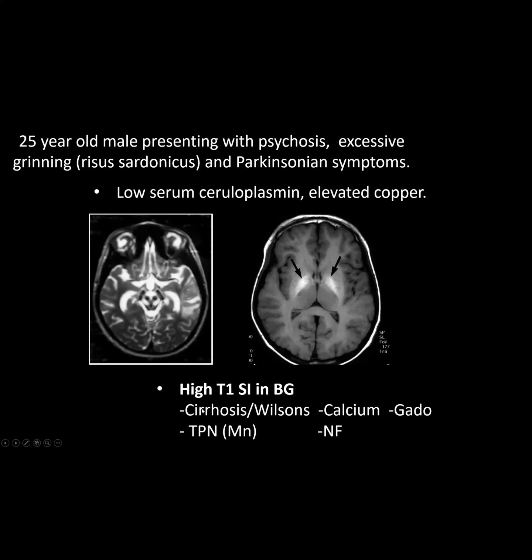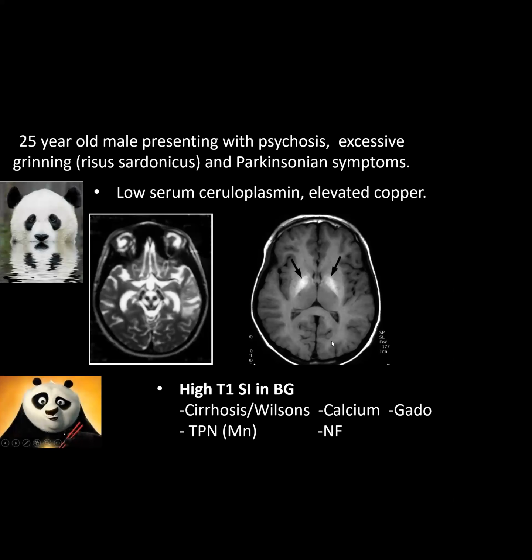If you have cirrhosis, or if you're getting TPN, from manganese deposition, then you can get increased signal in your basal ganglia. Gadolinium, if you do repeated MRIs with gadolinium, it can deposit in the basal ganglia and also in the cerebellum. They also say NF can sometimes give you funny signal on T2, but also on T1 that can involve your basal ganglia. So this is what's called the panda sign for Wilson's disease, when you see it within the brainstem, and you can also see the bright T1 signal in the basal ganglia from manganese deposition.